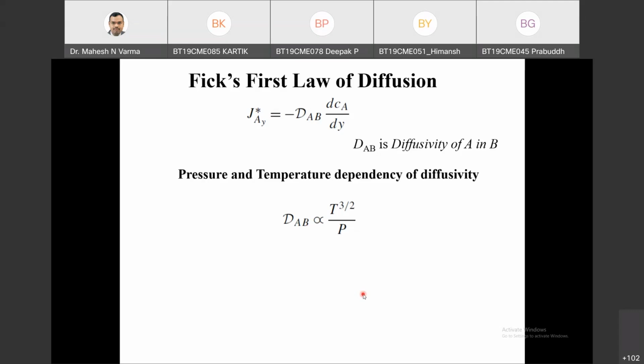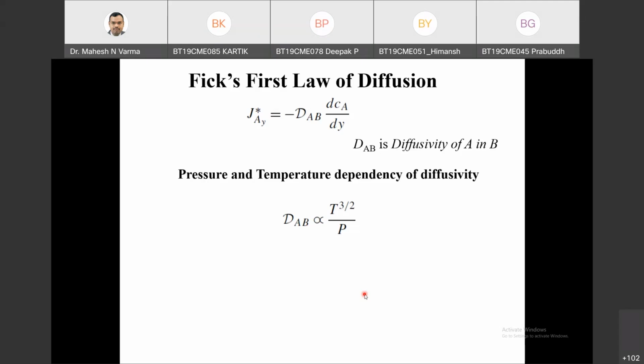You should actually get curiosity when you are using this equation. So from where this temperature raised to 3 by 2 is coming, why it is not directly proportional to temperature, why 3 by 2 is coming, why it is inversely proportional to pressure, from where you got the information. So you should get the curiosity, and then you will come to know which equation that is. Okay, that we are going to study anyway.